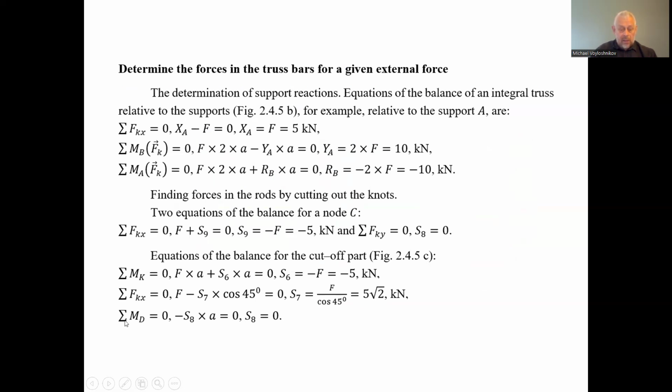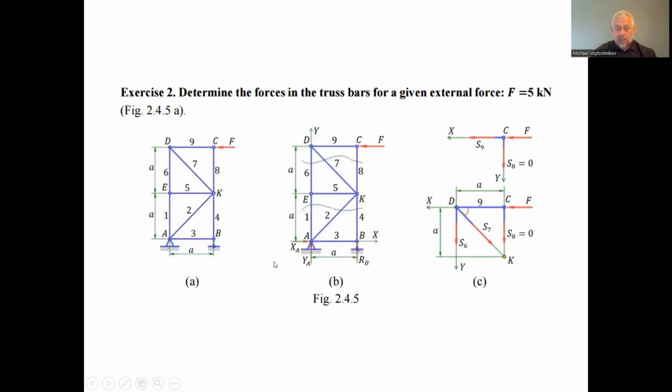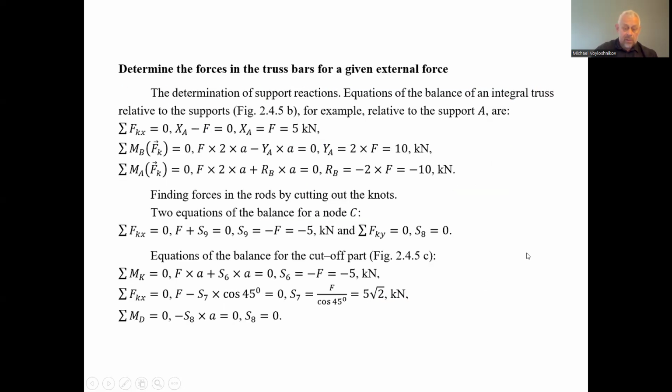And the rotation around the node D gives us that the force in the 8 rod is equal to 0, that we got before.